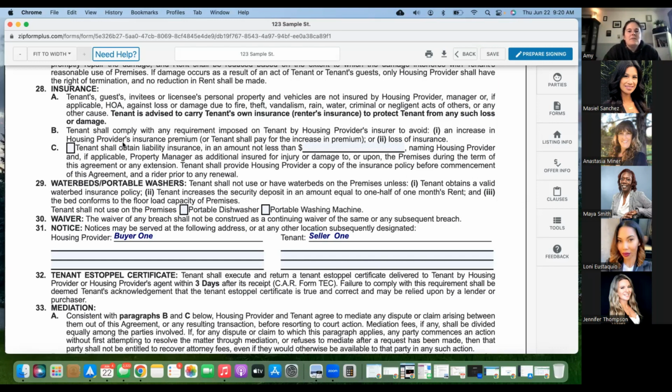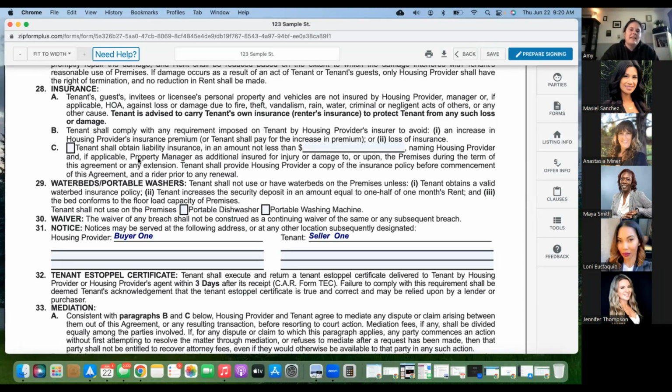Tenant shall comply with the requirement imposed by tenant or on tenant by housing provider's insurer to avoid an increase in housing provider's insurance premium, or tenant shall pay for the increase in premium or loss of insurance. That's B, right? So if the tenant does something that causes my insurance to go up as the housing provider, they're going to be responsible for that difference.